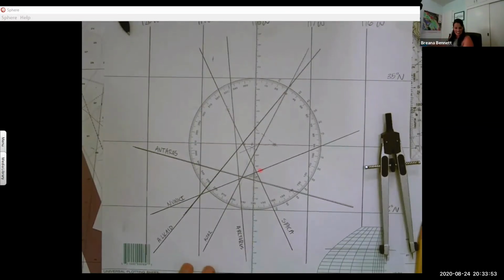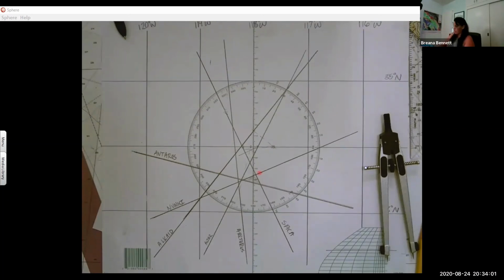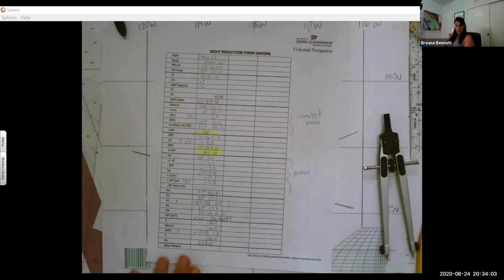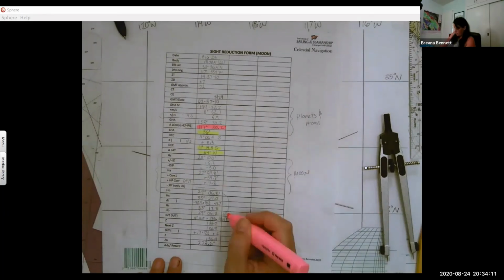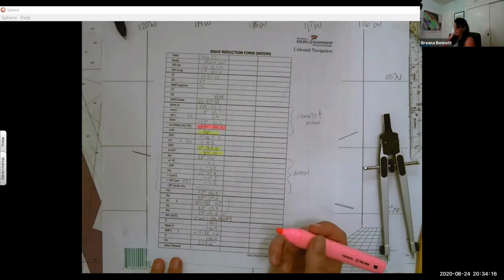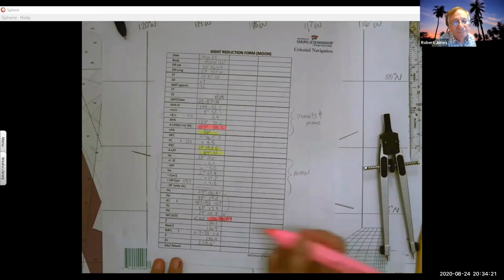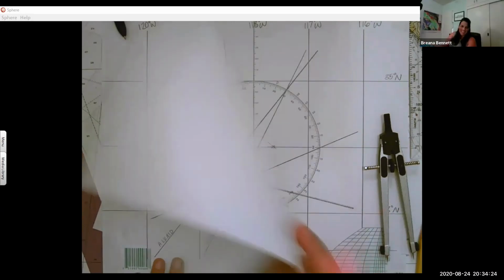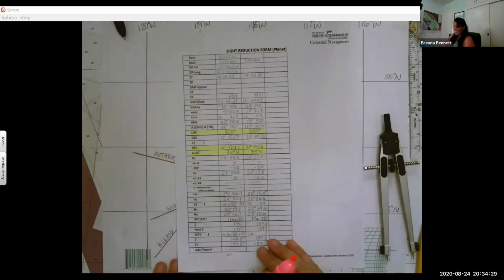Okay. Now for the moon. We'll do the moon and then the planets. So our moon, oh, we have an away this. Oh, wow. We're not even going to plot this one. This one was 250 miles away. We're not plotting it. It's off the page. All right.